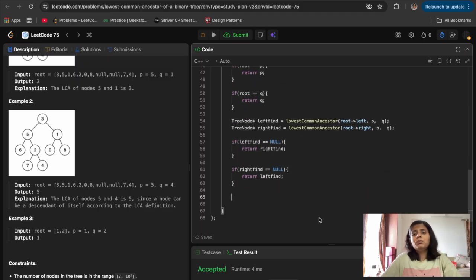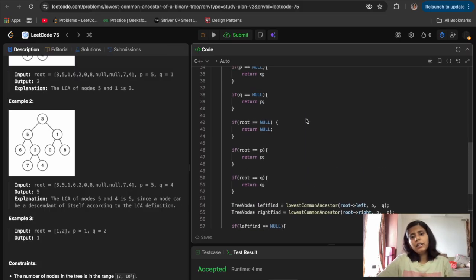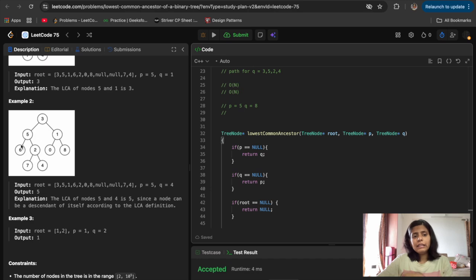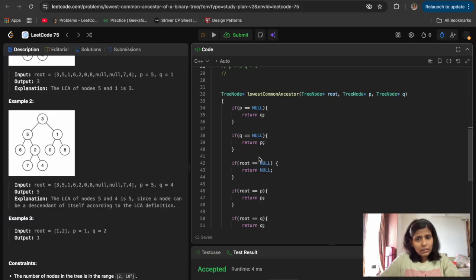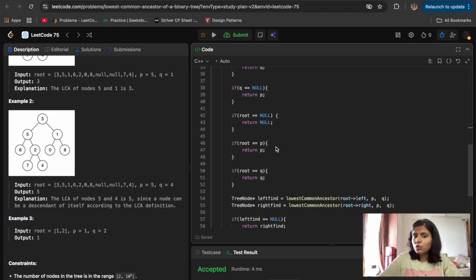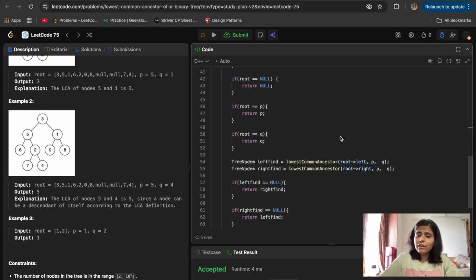Then what if both have the answers? Likewise, like here I said p and q. Let's take this example, like p is equal to 6, and okay, what we will do, we will take 5 only, and we will take q is equal to 1. Simple example. When I go, 5 isn't null, 1 isn't null, root isn't null. Root is equal to p? No. Root is equal to q? No. Left find, go to the left, and root left is 5. I am at 5, and my p is 5, and q is 1.